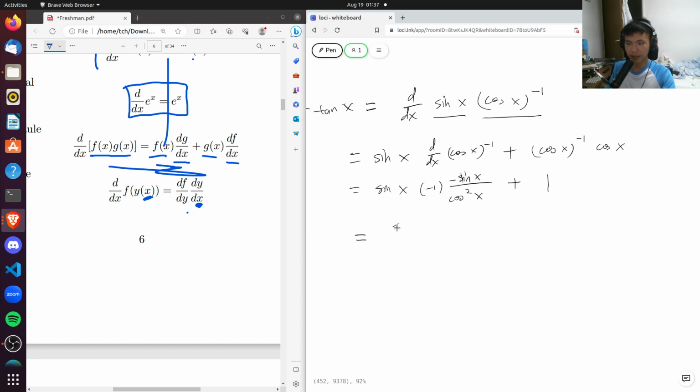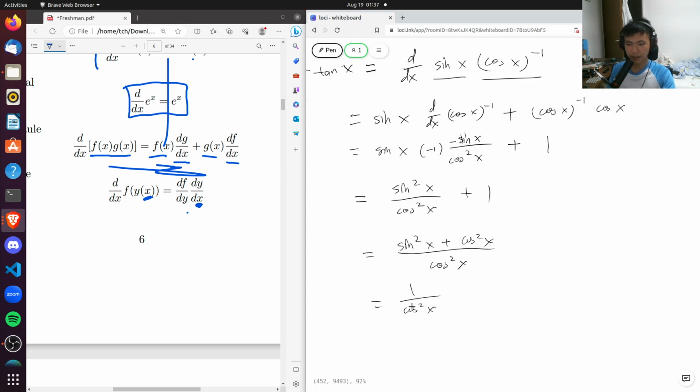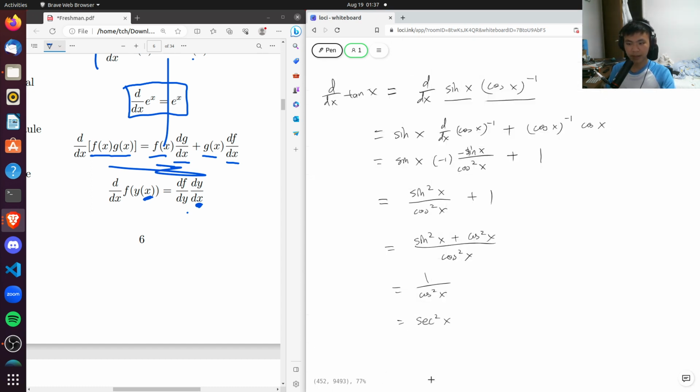And this is going to be sine squared x over cosine squared x, right? Plus 1, and that is sine squared x plus cosine squared x over cosine squared x, and sine squared plus cosine squared is known to be 1, so it's 1 over cosine squared x. Sometimes we write this as secant squared x. So the derivative of tangent is secant squared.